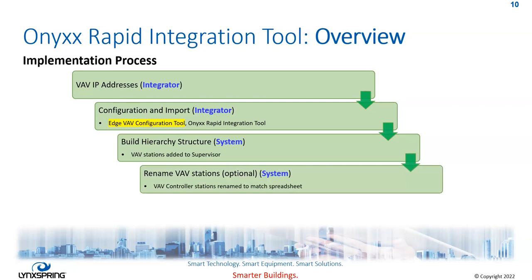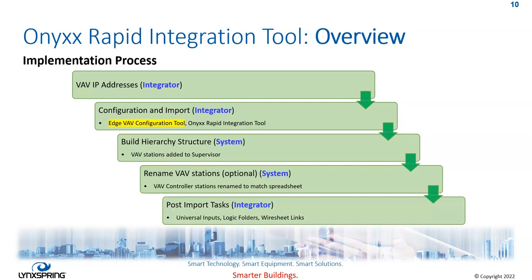Then the Edge VAVs come with a factory default station name, whether it's VAV14 or Edge VAV underscore 02 underscore 01 underscore 18. It could be the station name. I actually don't know what comes out of the box. I've configured mine separately. Anyway, during the import process, you can select to rename the VAV controller station names based on that spreadsheet data. If you do, the system is going to rename the station and then reboot them. This was actually done in my demonstration of the Onyx Rapid Integration tool in an earlier video.